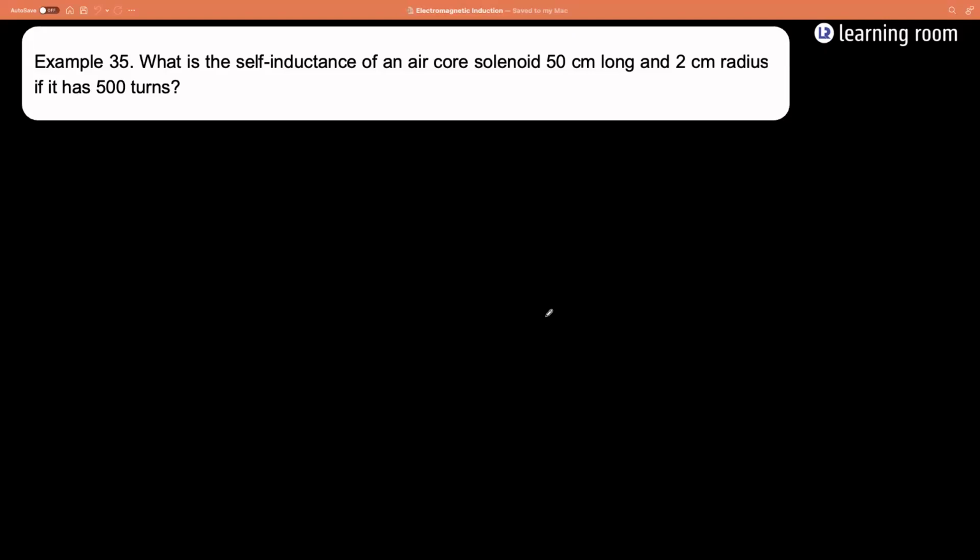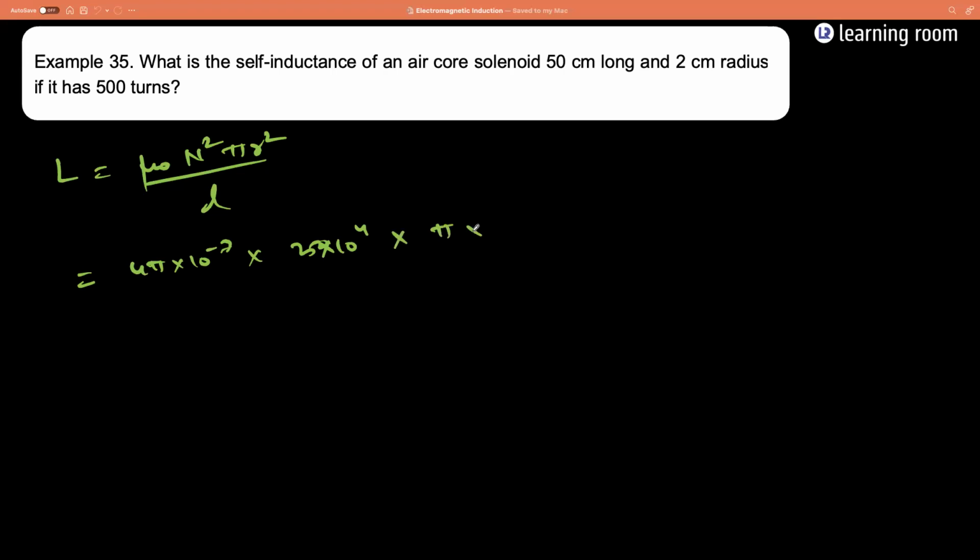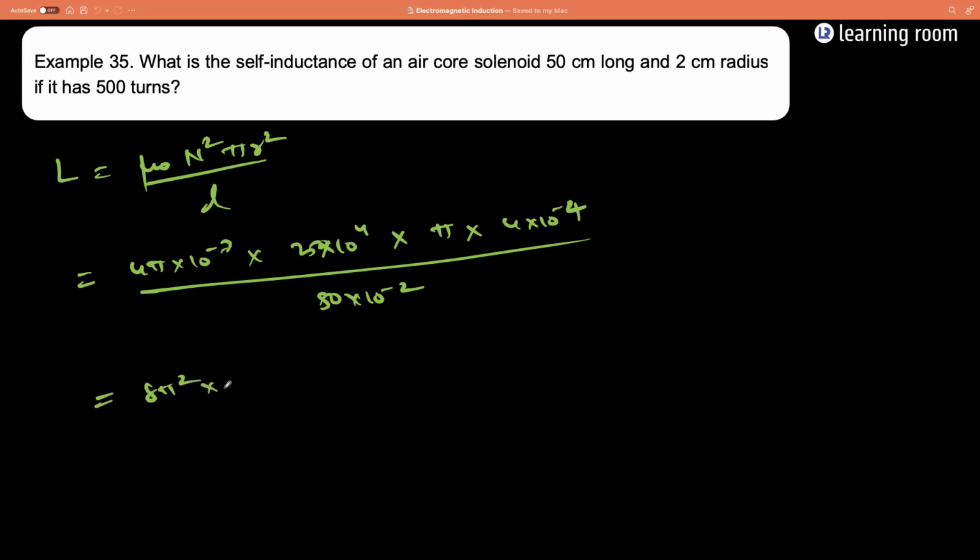So how to do this? What is the formula? L is equal to mu naught n square pi r square by L. So mu naught is 4 pi into 10^-7, into n square is 25 into 10^4, into pi, we will leave it as pi, into r square is going to be 4 into 10^-4. So the whole divided by 50 into 10^-2. On solving this, you are getting 8 pi square into 10^-5, correct, Henry? This is what you told. Yes, sir.